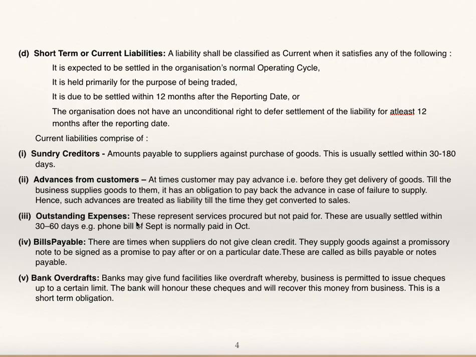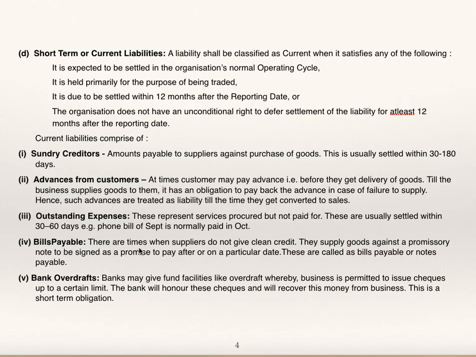Outstanding expenses. These represent services procured but not paid for. These are usually settled within 30 to 60 days. For example, phone bill of September is normally paid in October. Outstanding expenses are also known as accrued expenses. These are expenses due but not paid.